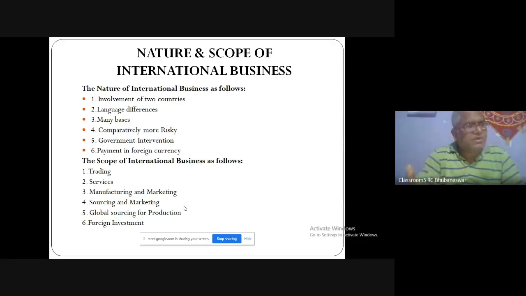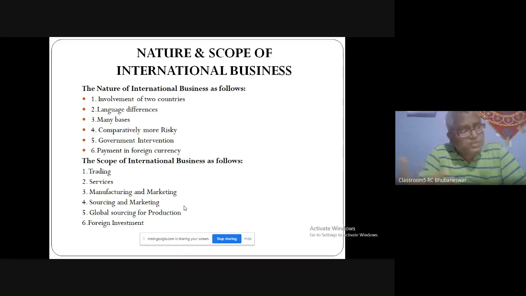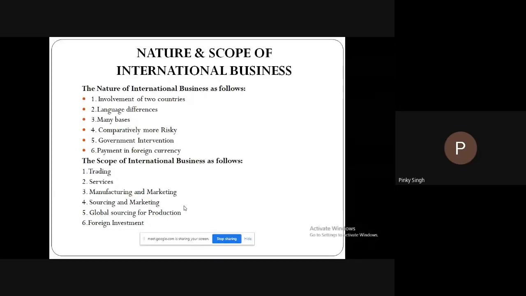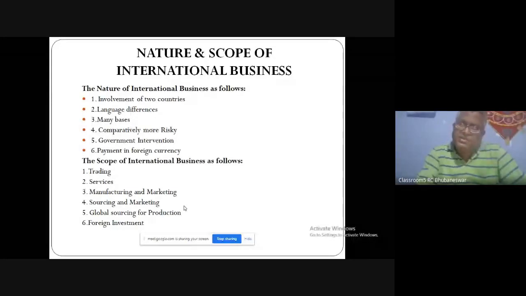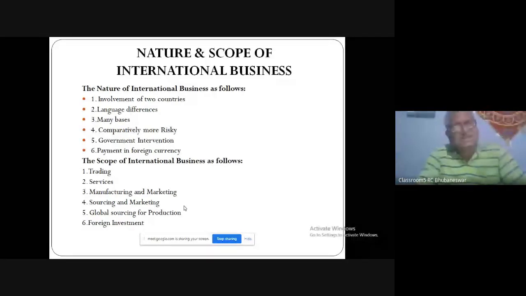But if you talk about the importance of international business, foreign exchange earnings can be increased, proper utilization of resources can be made, and there are growth and prospects and employment opportunities created in a particular country. For example, if Coca-Cola does business in India, if LG starts its business in India, or if Nokia starts its operation at Chennai in India, a number of employment opportunities are created due to this type of business.